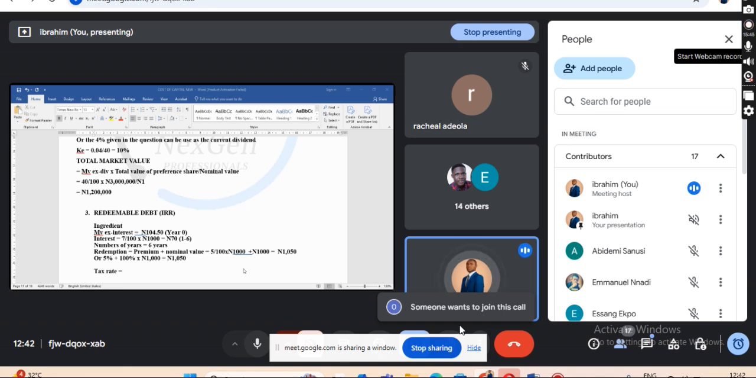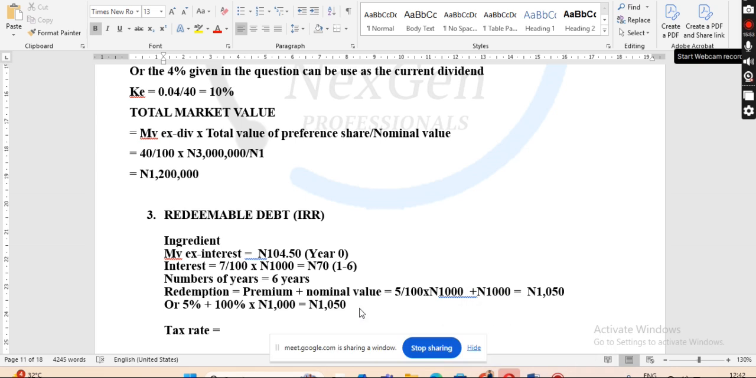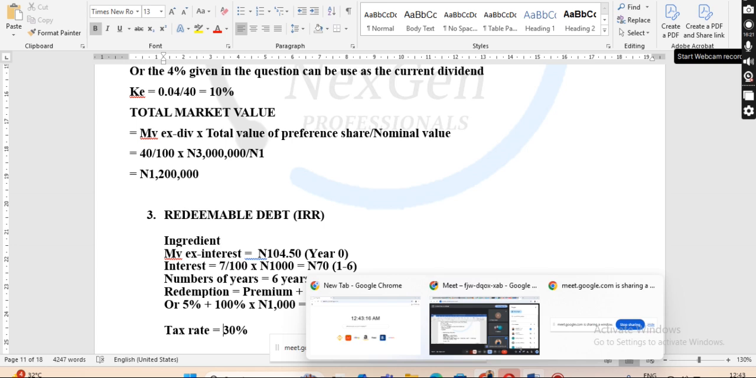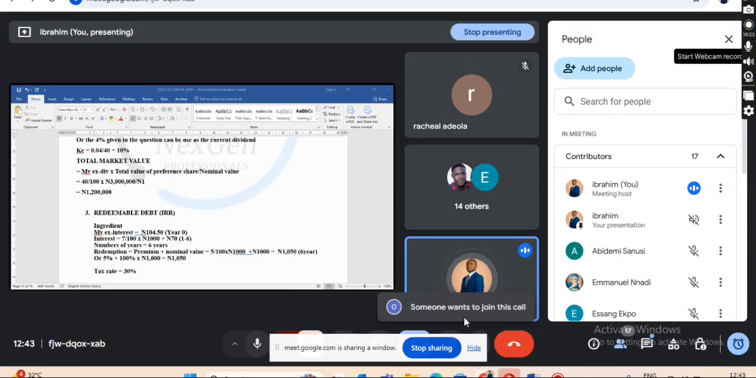Now, we will get there under portfolio theory. Now, what will be the tax rate? The tax rate is given as how many percent? 30% in the question. Now, class, this redemption will be at the last year, which is the 6th year. At the 6th year. Can you see it? Don't forget that we will pay interest. There will be a tax relief on the interest.